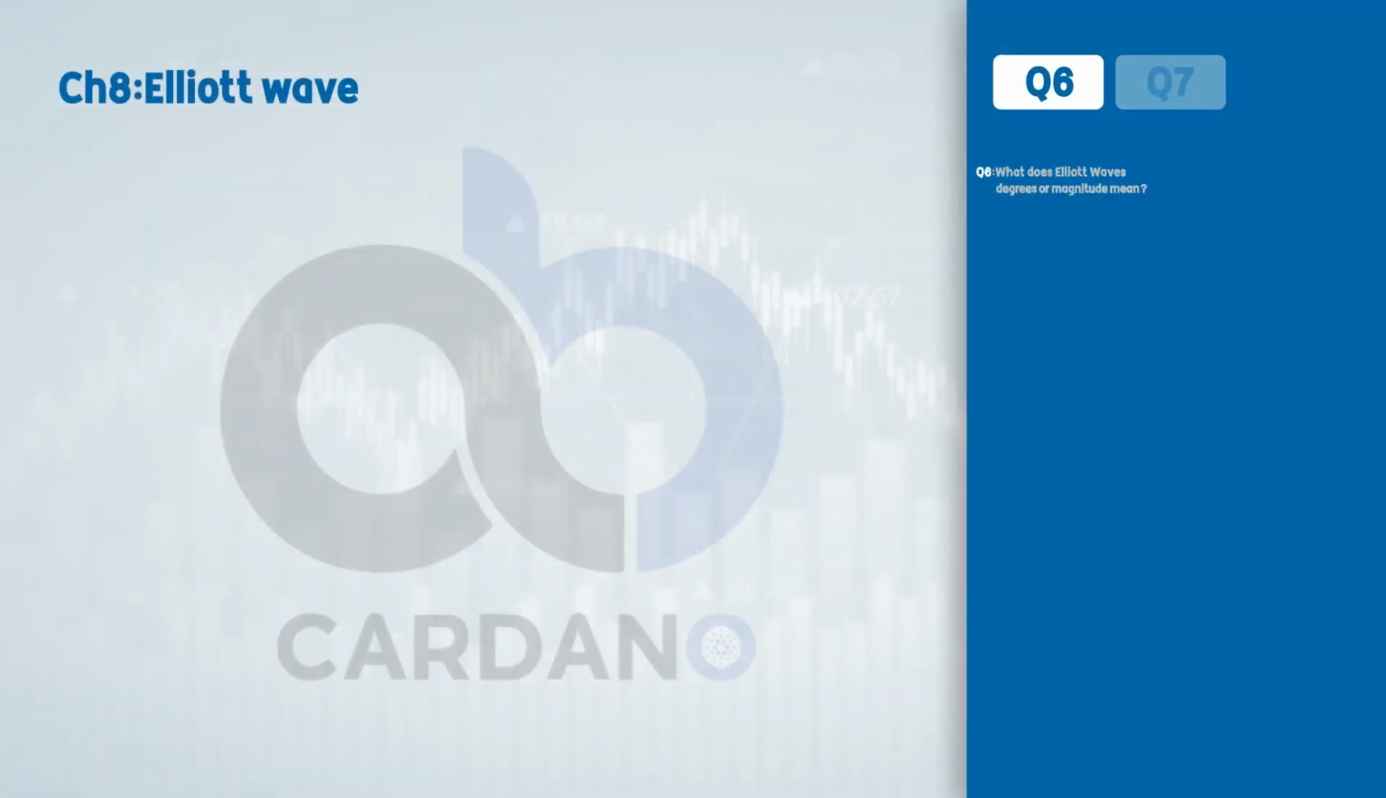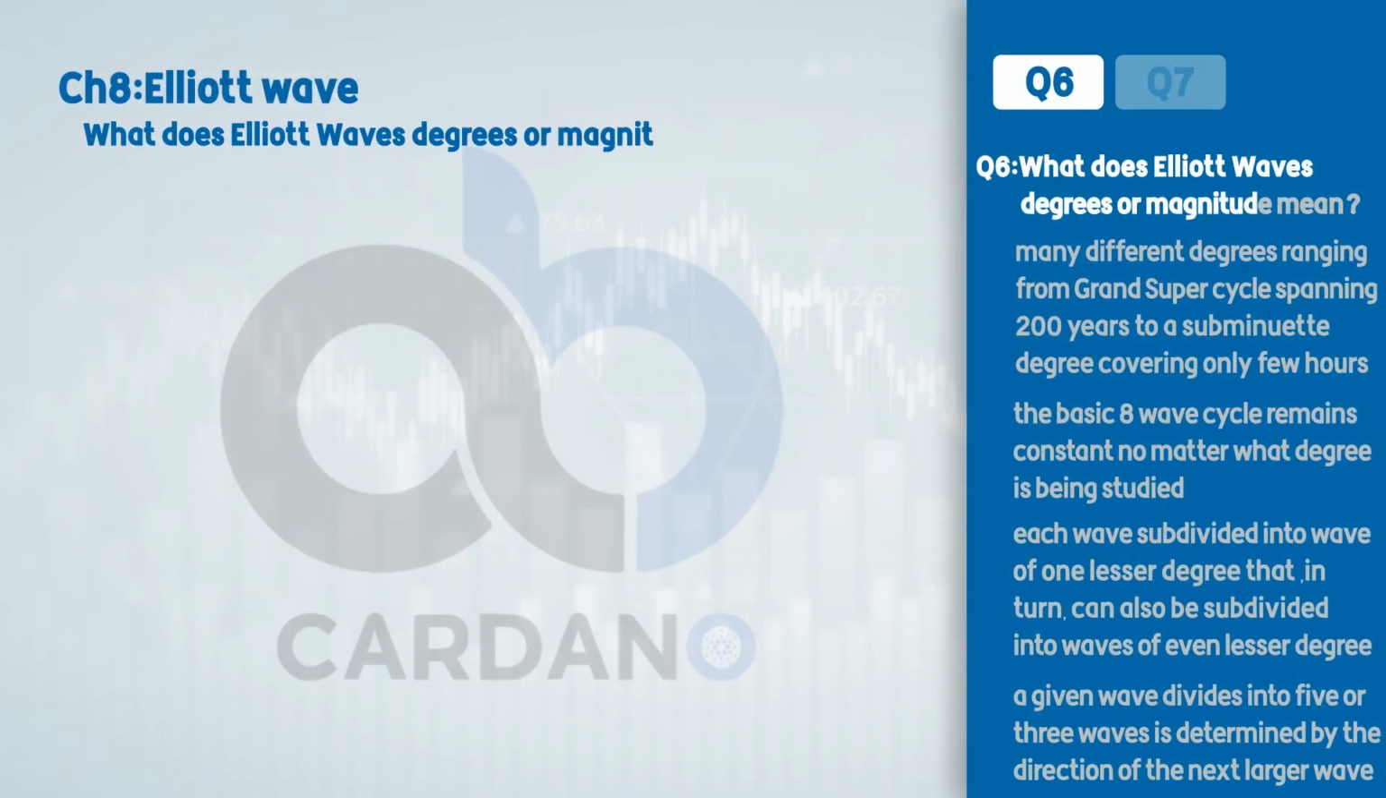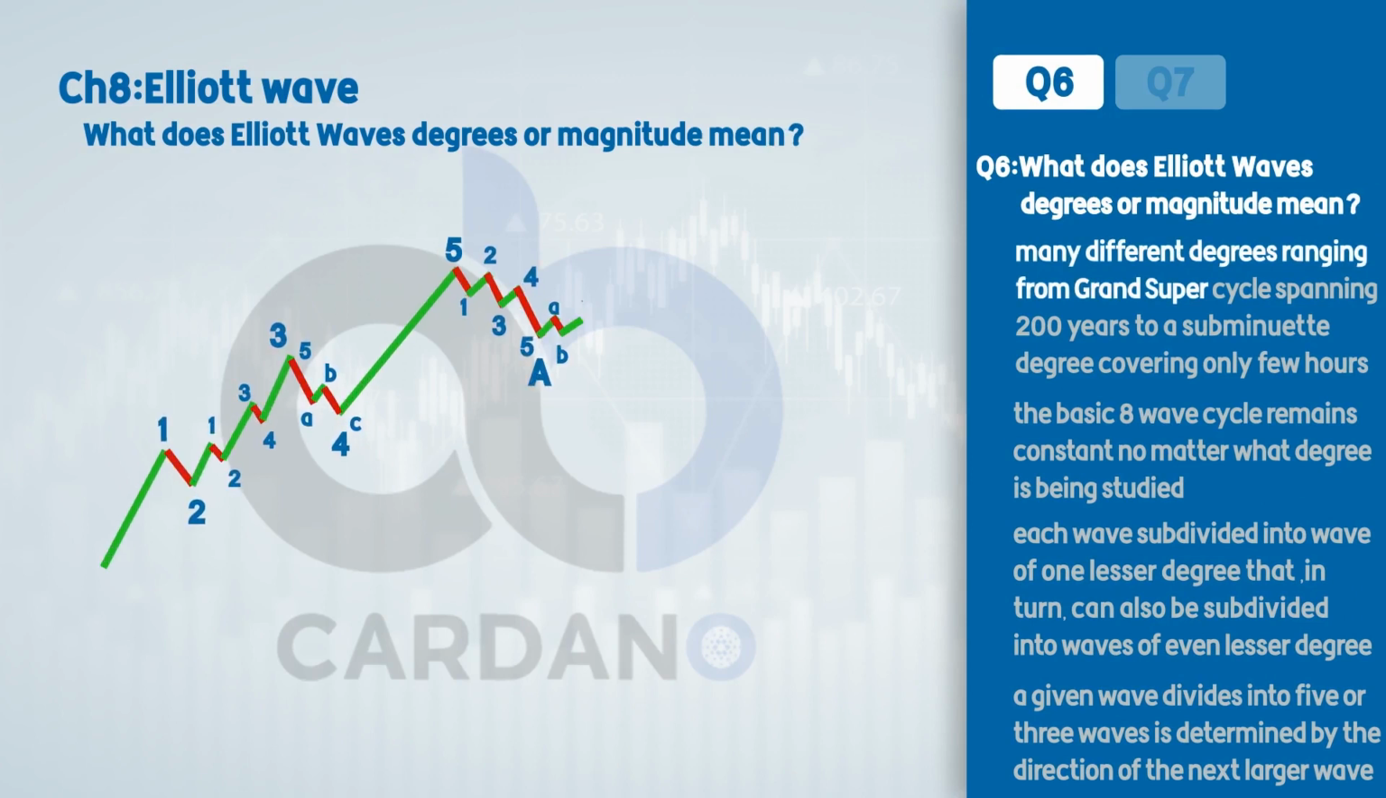Question number 6. What do Elliott wave degrees or magnitude mean? The answer is, there are many different degrees ranging from grand supercycles spanning 200 years to a sub-minute degree covering only a few hours. The basic 8-wave cycle remains constant no matter what degree is being studied. Each wave is subdivided into waves of one lesser degree that, in turn, can also be subdivided into waves of even lesser degree. Whether a given wave divides into 5 or 3 waves is determined by the direction of the next larger wave.